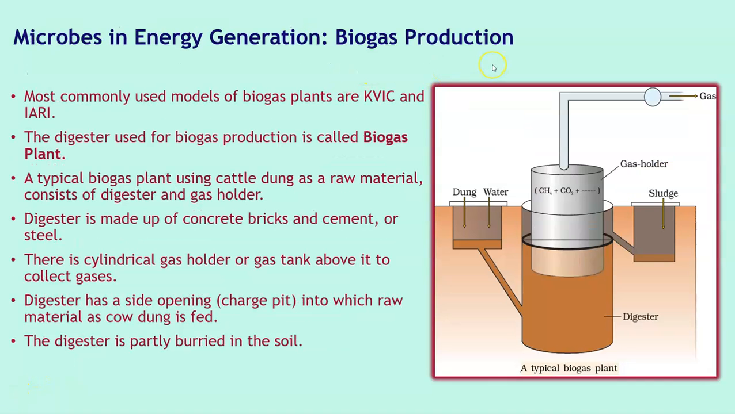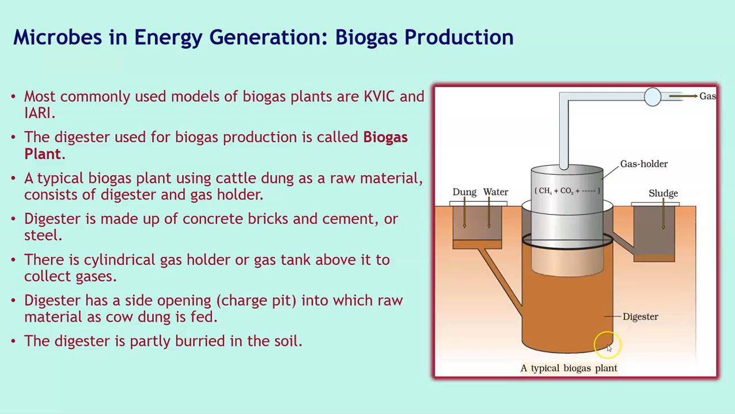Now students, let us have a look at biogas production. Most commonly used models for biogas production are KVIC and IARI. The digester used for biogas production is called a biogas plant. This here is an image of a typical biogas plant. A typical biogas plant using cattle dung as the raw material consists of a digester and a gas holder. The digester is made up of concrete, bricks and cement, or steel.